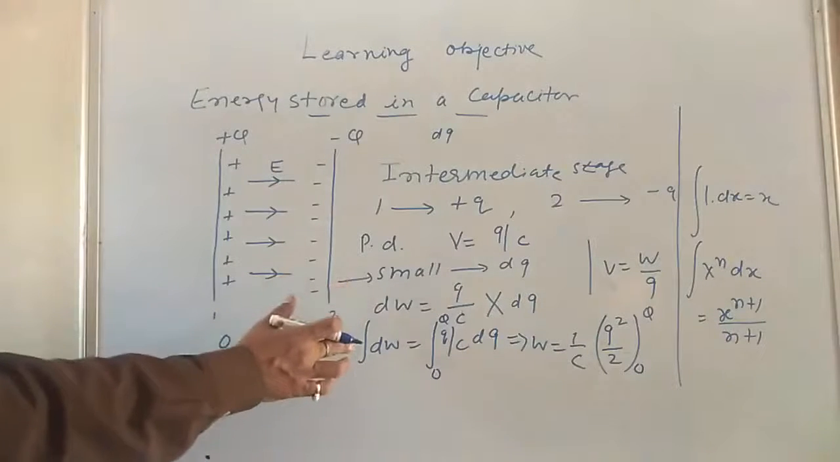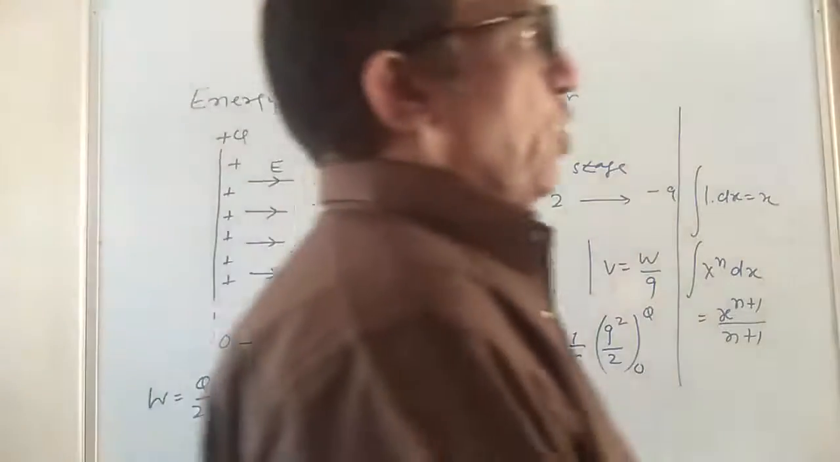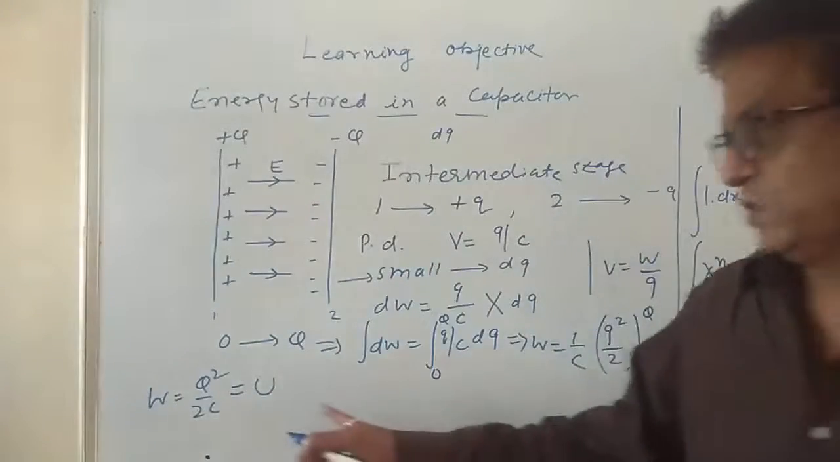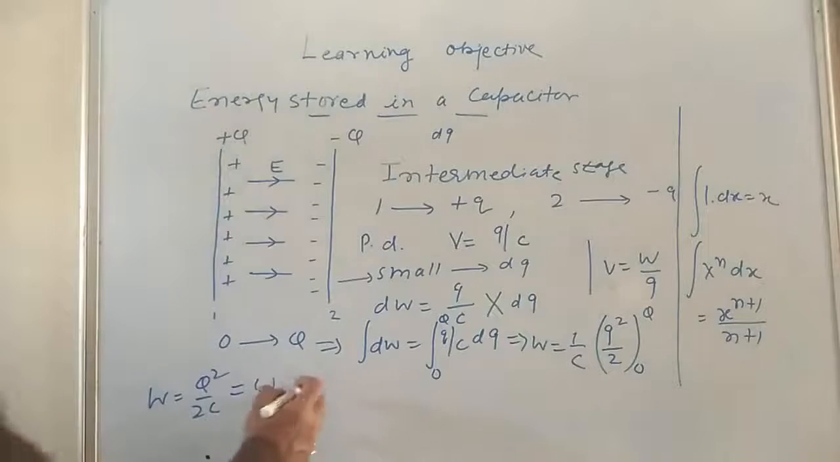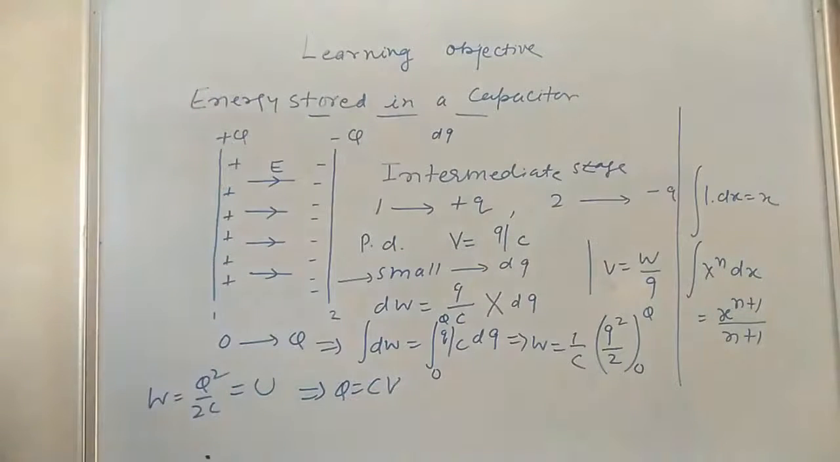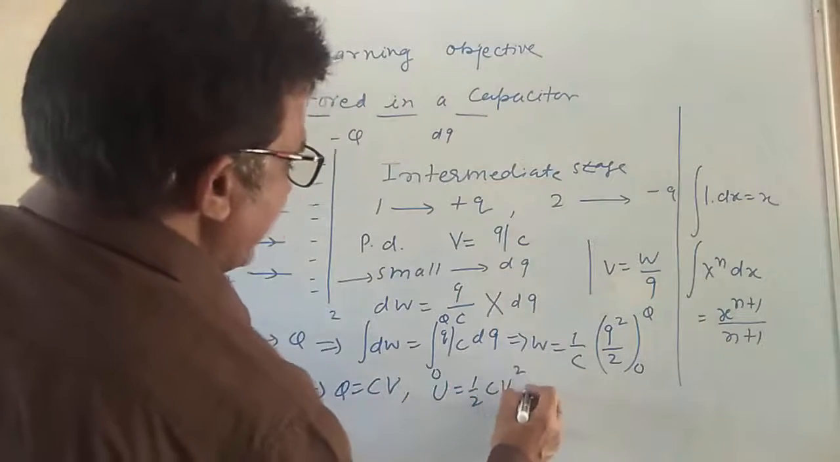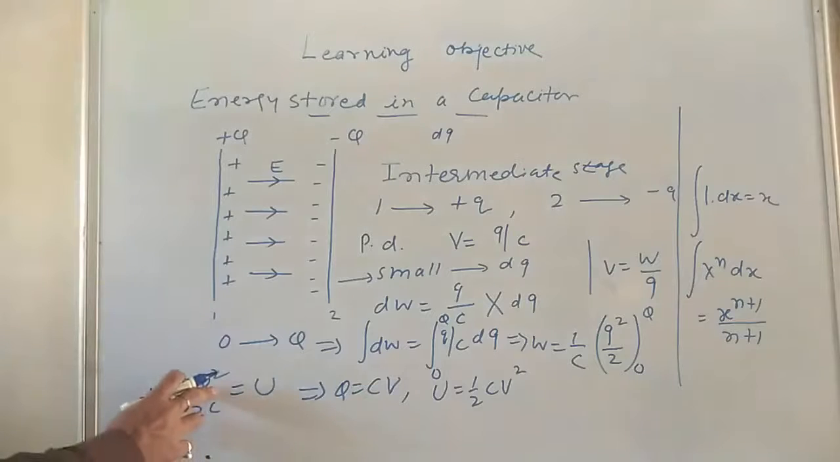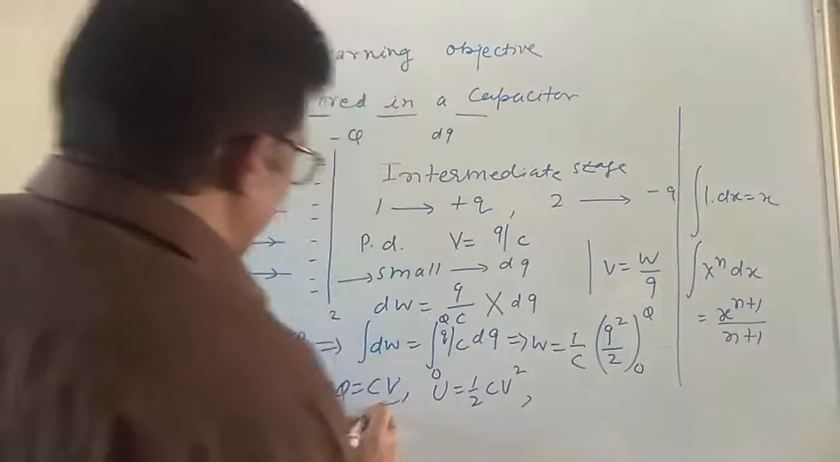This work done is stored in the form of potential energy. W is equal to Q square by 2C. This work done will be stored as a potential energy. If I put Q is equal to CV, so you will get U comes out to be 1 by 2 CV square when you put it here. And also put Q is equal to CV here.